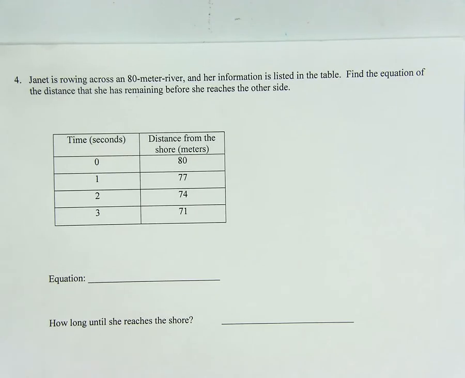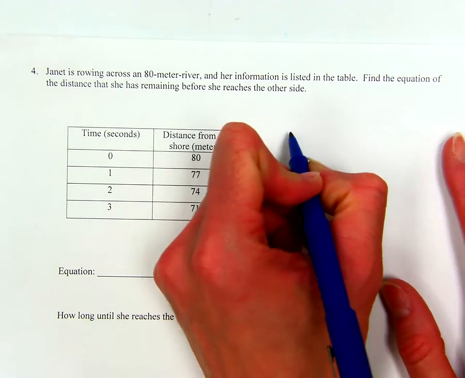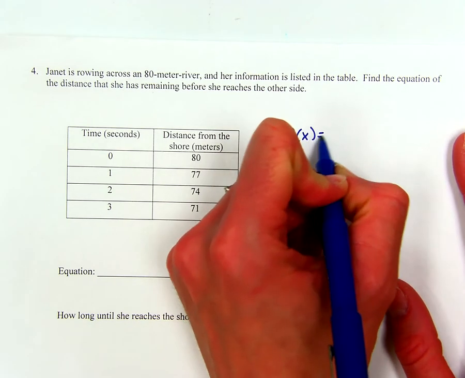All right, so you have a similar problem. Janet is rowing across an 80-meter river, and her information is listed in the table. Find the equation of the distance that she has remaining before she reaches the other side. All right, so we want to do something that's linear.